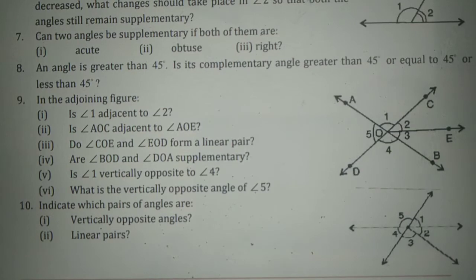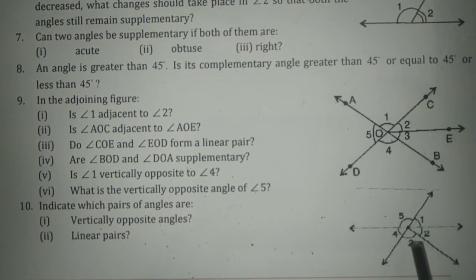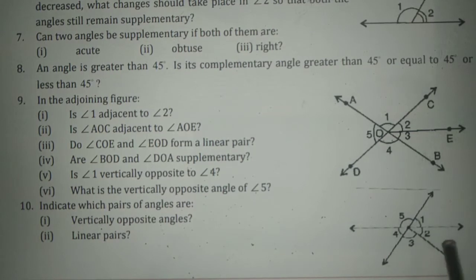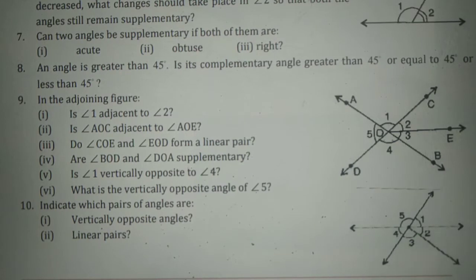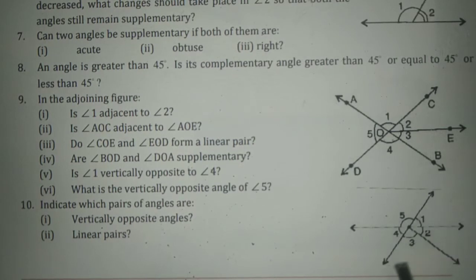Now, vertically opposite angles. What are vertically opposite angles? When two lines intersect with each other, they cut each other at a point, and the opposite angles made by these at the center point are called vertically opposite angles. Now see, in this case, when these two lines cut each other, do not consider this line. This is a ray, not a complete line. So we have to consider only these two lines.